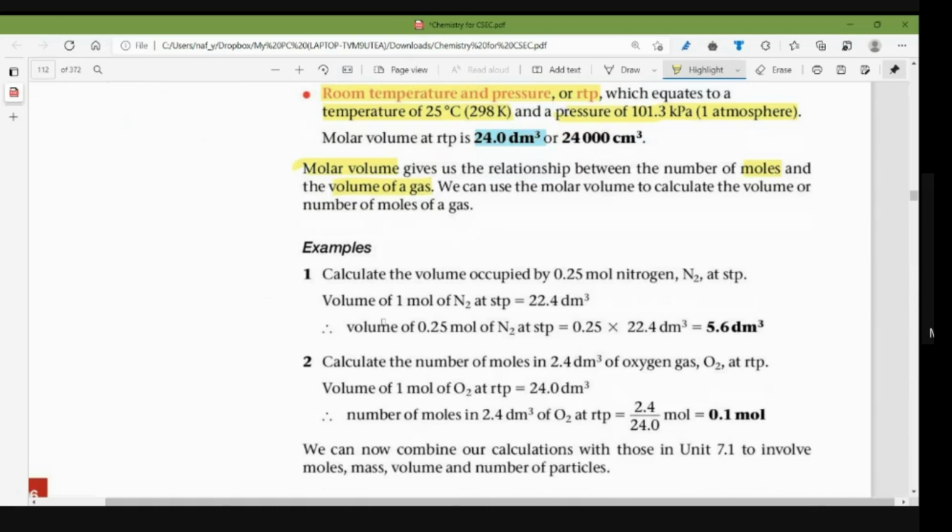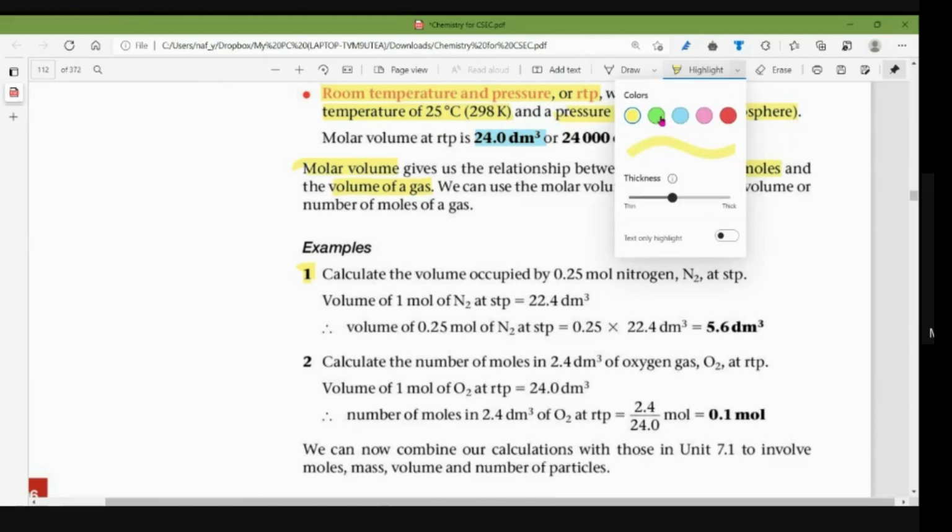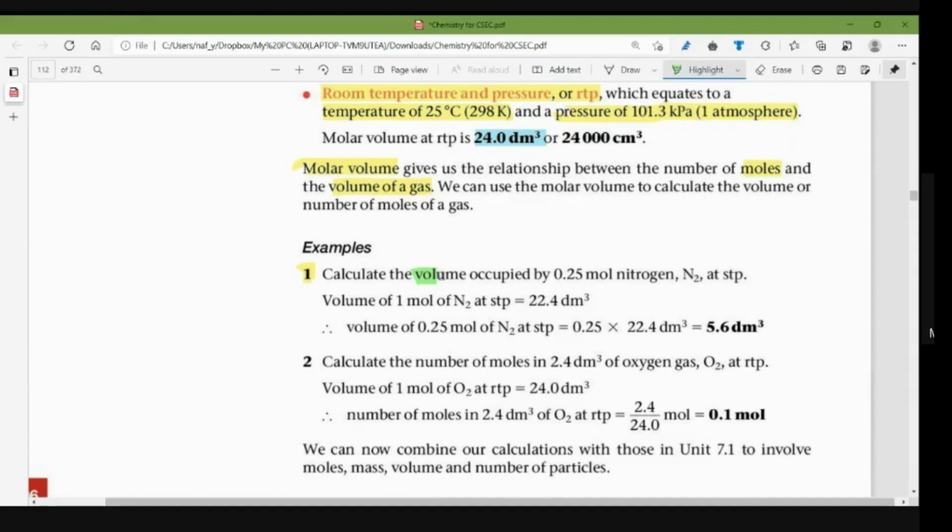So let's look at example 1. It says calculate the volume occupied by 0.25 moles of nitrogen gas. Notice the formula there is N2 at STP. Calculate the volume. So we need to highlight some things now. We calculate the volume occupied by 0.25 moles of nitrogen at STP.